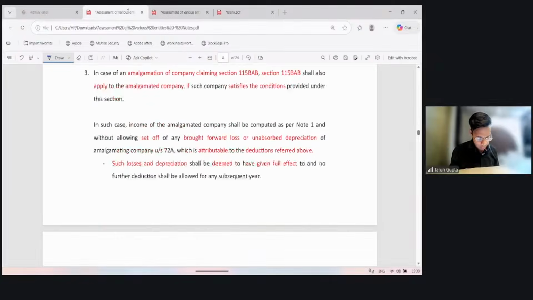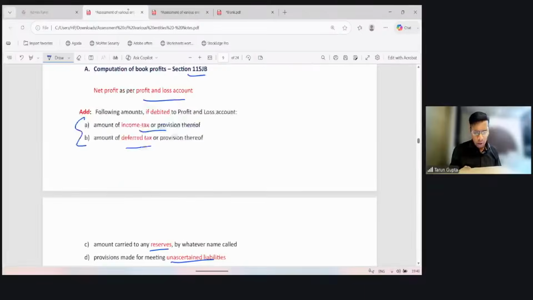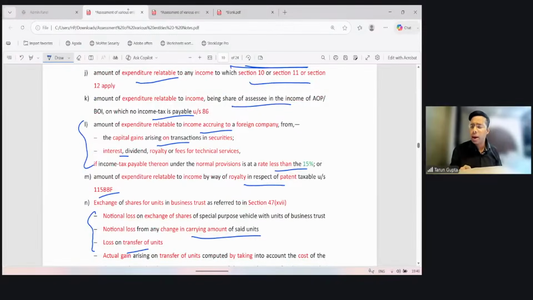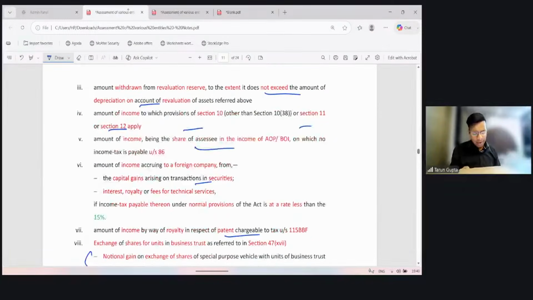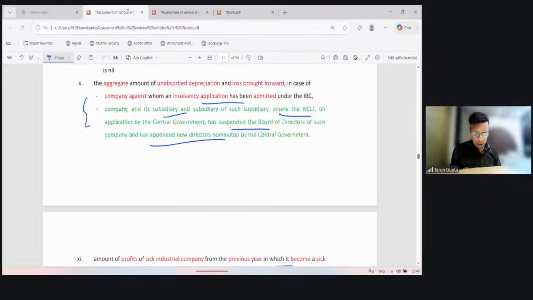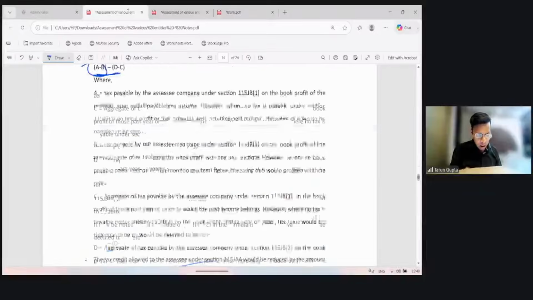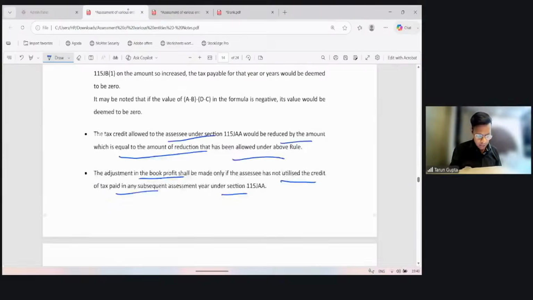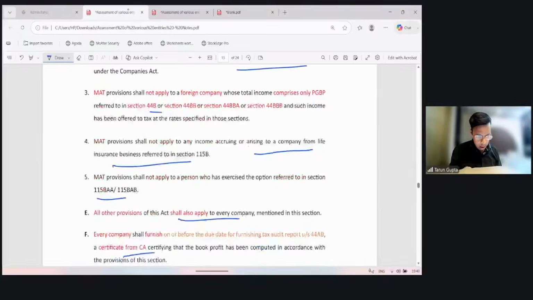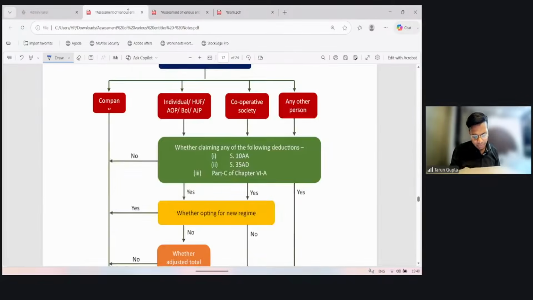Then we discussed in detail the MAT, which we have already covered: the items to be added back, items to be reduced, Ind AS, MAT credit, and the companies to which MAT is not applicable. Then we discussed MAT in case of APA. Now we'll move to the AMT.